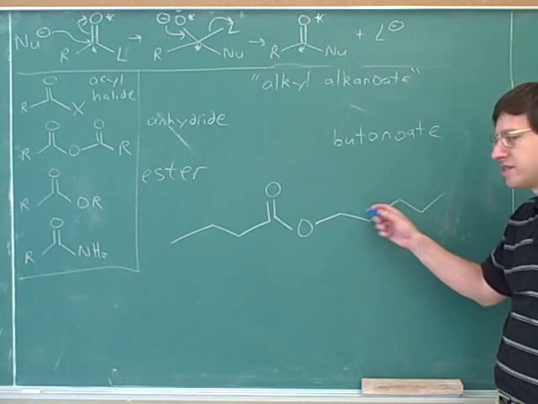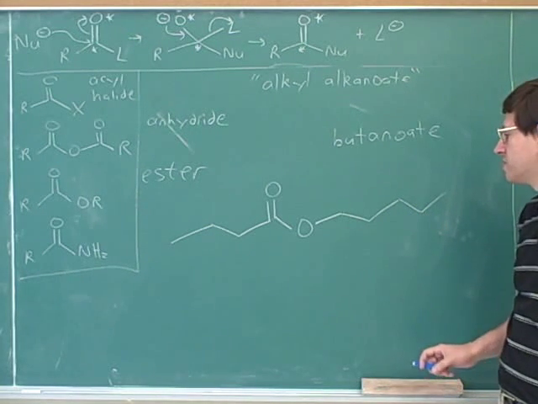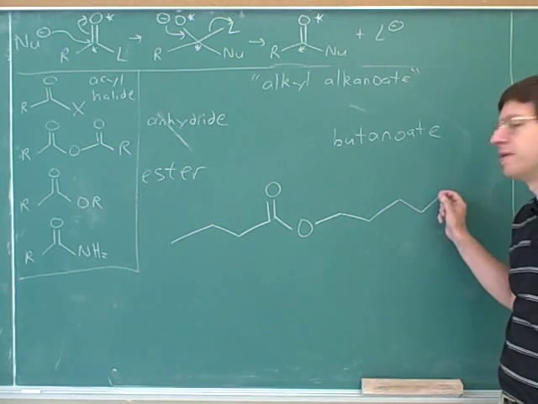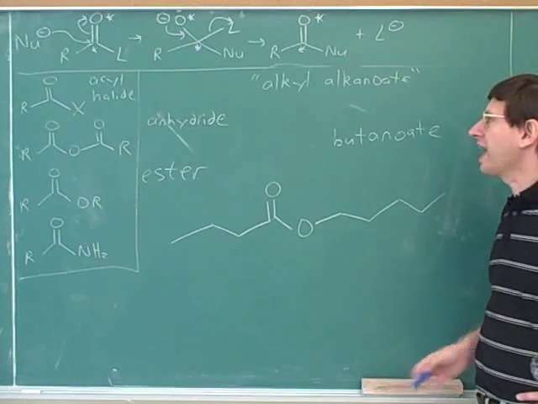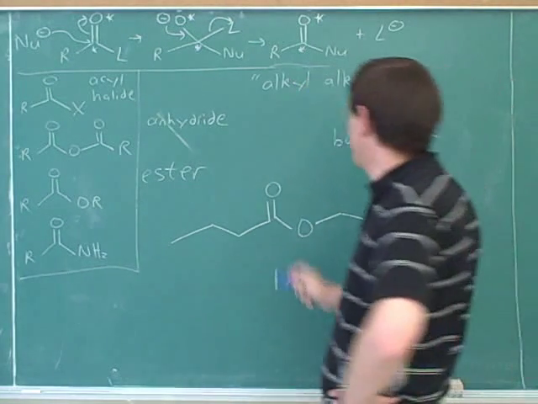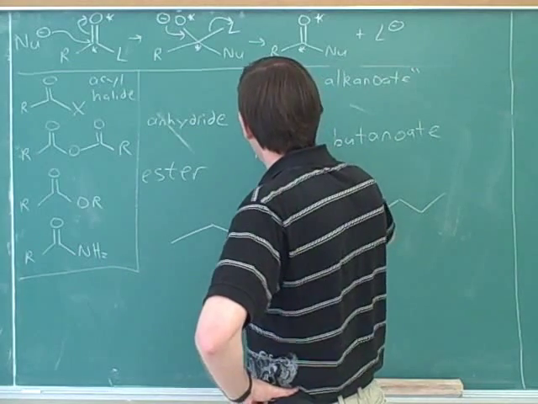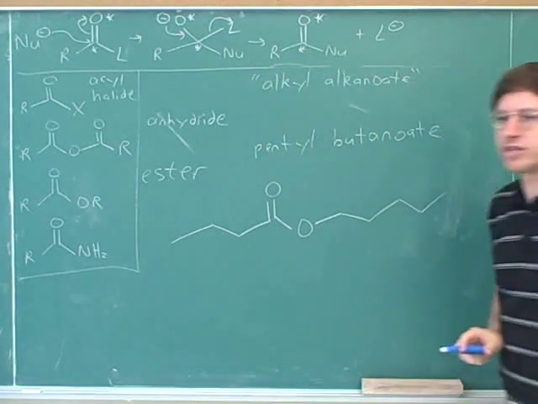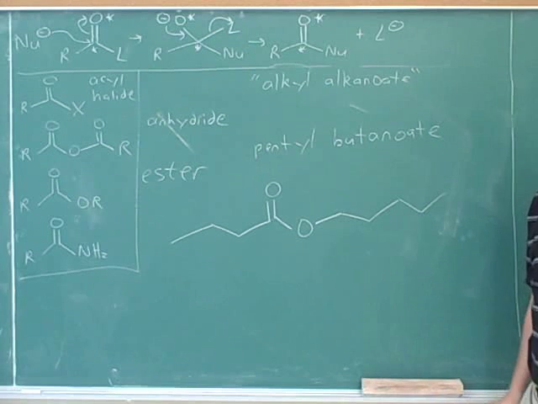Well, this is considered like a substituent. This is named as if it were a substituent. This has 1, 2, 3, 4, 5 carbons. And here we use an -yl suffix, so this would be pentyl. And these are two separate words. So the name for this would be pentyl butanoate.